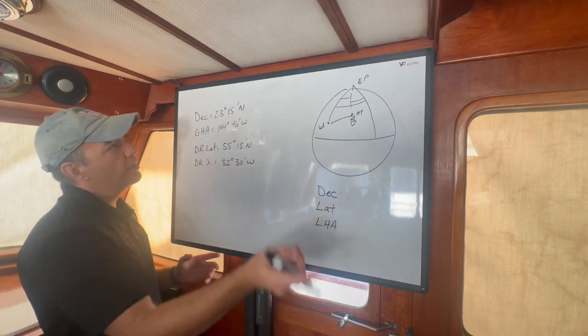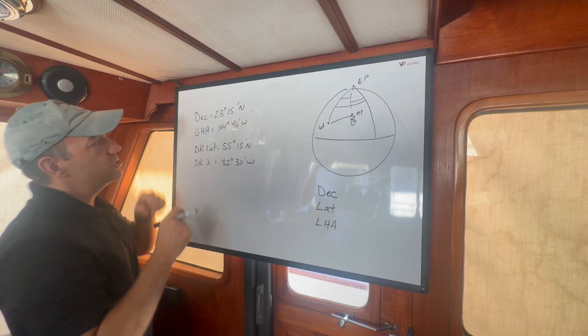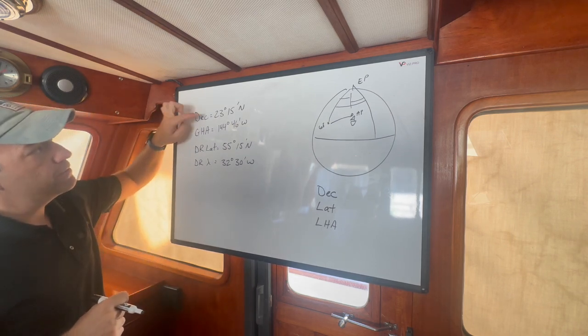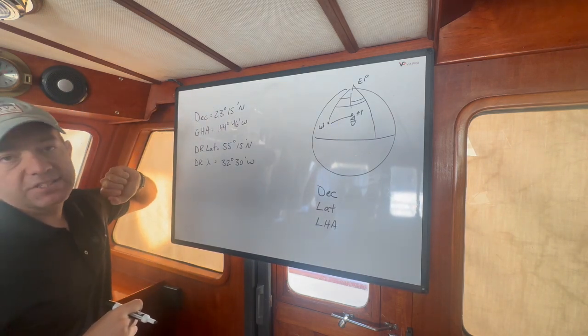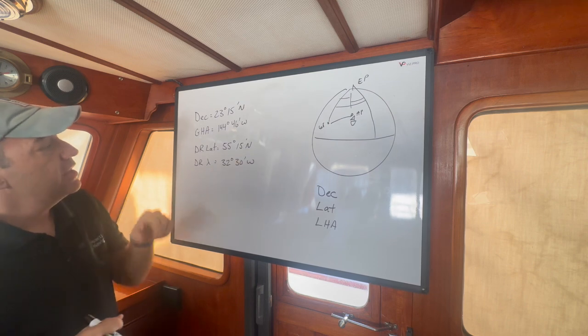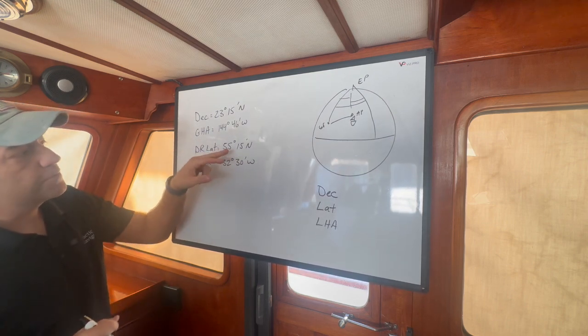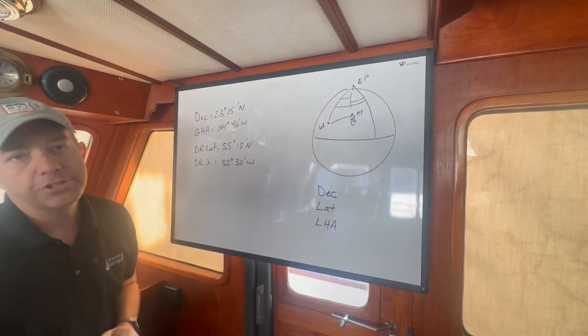So here's an example. If this was our situation, the GP of the body was 23°15' north, 144°46' west. That's the GP. And our DR latitude and longitude was 55°15', 32°30'.